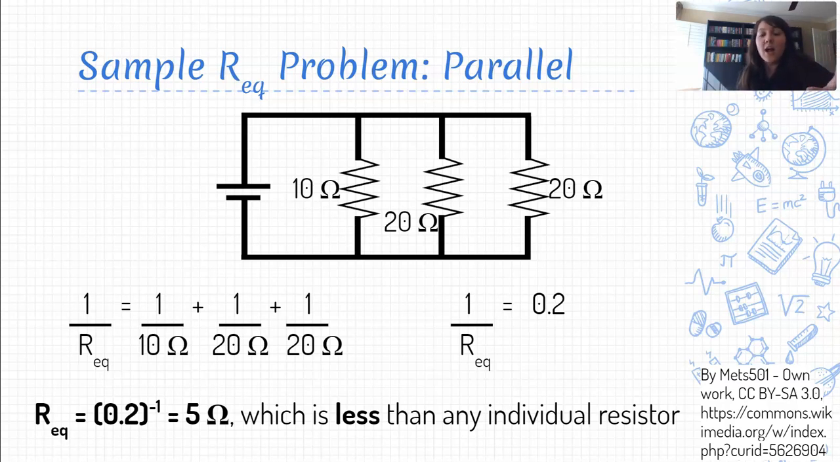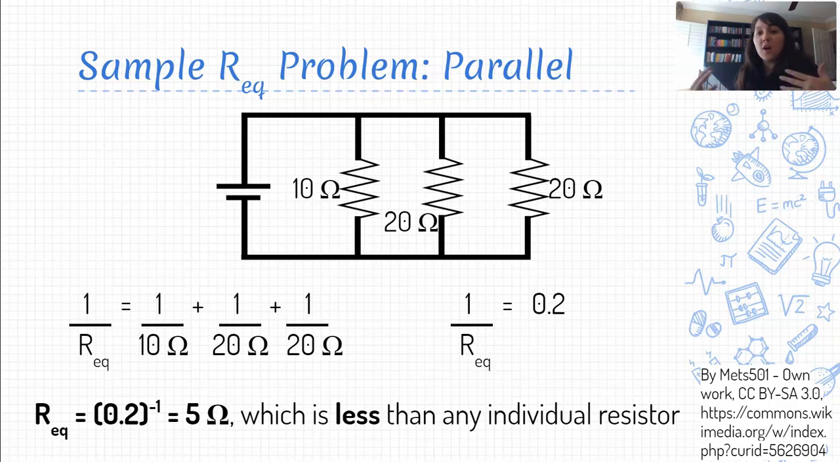So I could take all 3 of those parallel branches, pull them out, and replace them with a single 5 ohm resistor, and it would draw the same current from the battery as this whole mess of a circuit does. Please note then that the equivalent resistance of this circuit is less than the resistance of any individual resistor in there right now. So once again, we see that as we add resistors in parallel, we're decreasing the equivalent resistance.